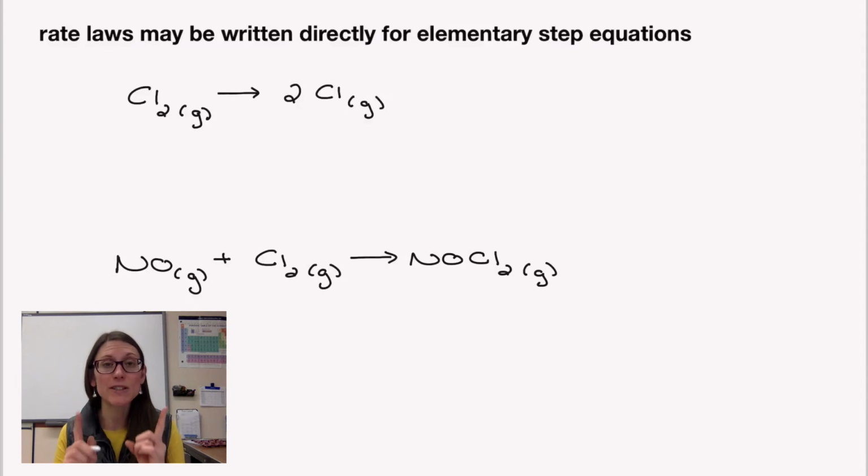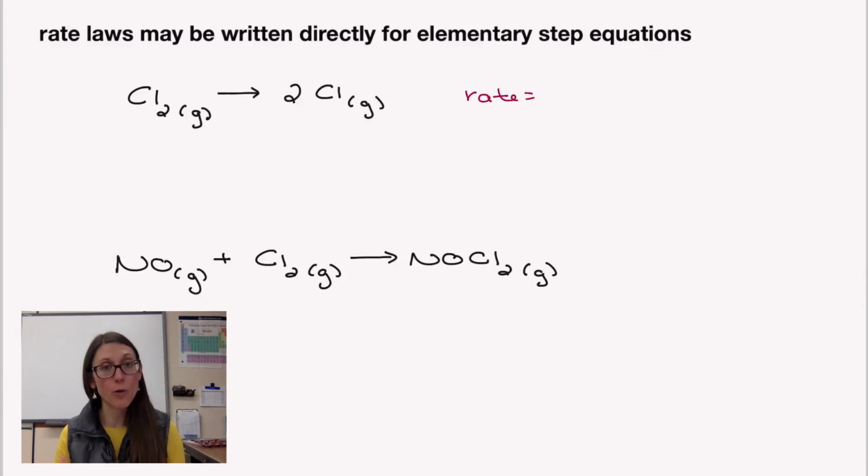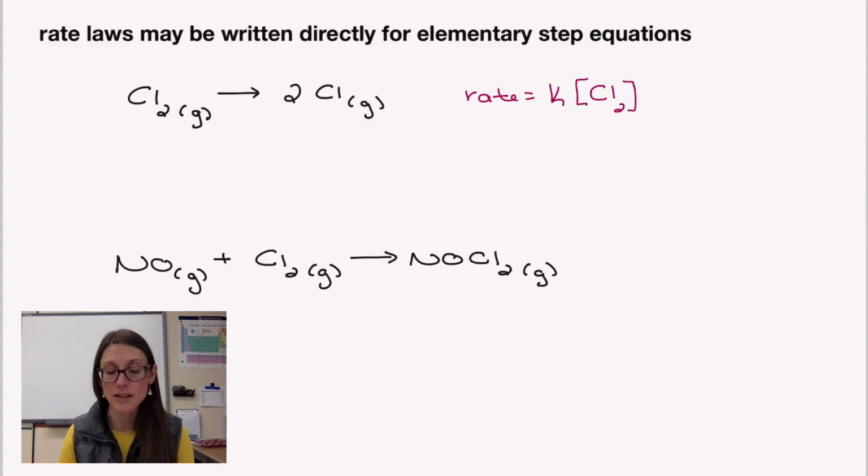In an elementary step, you can look at the reaction and write the rate law simply by looking at the reactants. For the first example here, I have Cl2 gas breaking apart to form two monatomic chlorine atoms. I'm going to focus on the reactants, and my rate for this elementary step is going to be a rate constant multiplied by the concentration of my reactant species, in this case Cl2, raised to its coefficient, which in this case is 1.